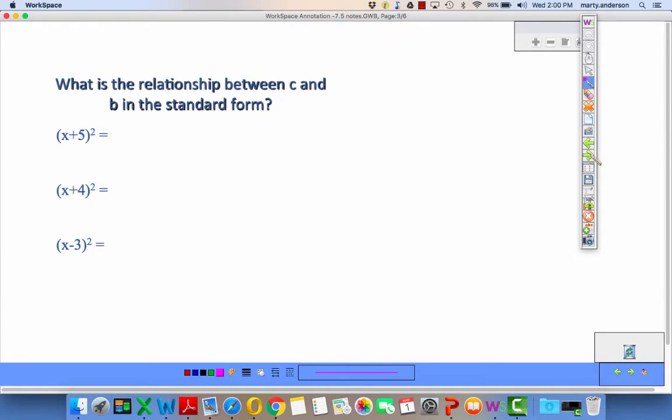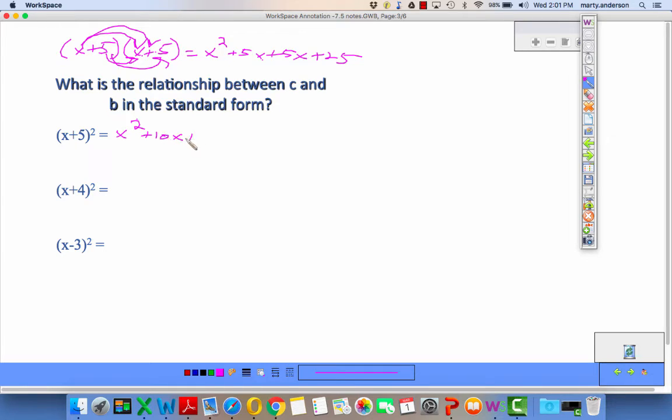Okay, when we square x plus 5, remember, what does it mean? X plus 5 times x plus 5 is x squared plus 5x plus 5x plus 25. Remember, we're doing FOIL. I get 5x, 5x, boom, boom. I get x squared plus 10x plus 25.